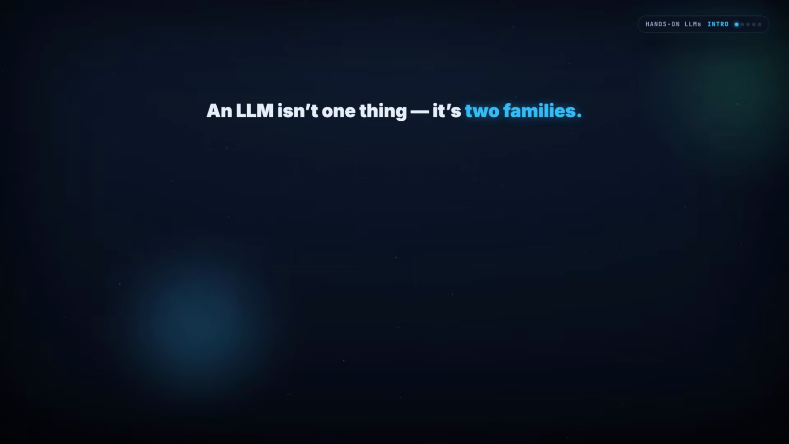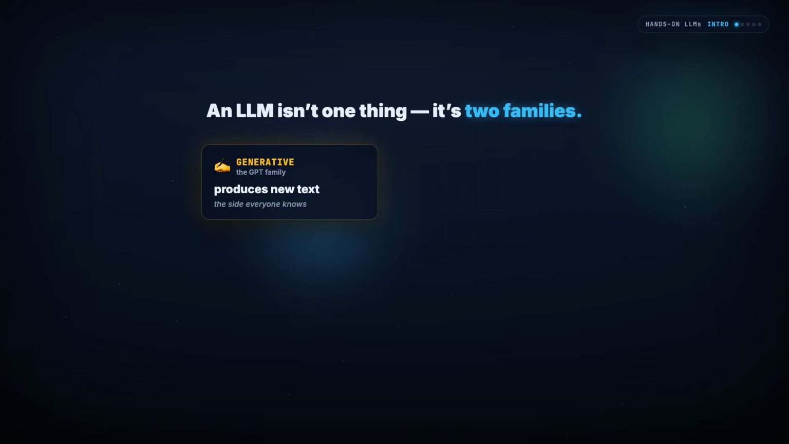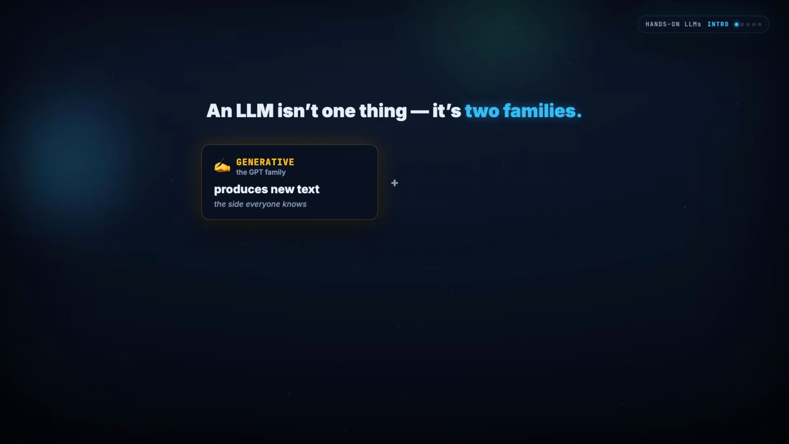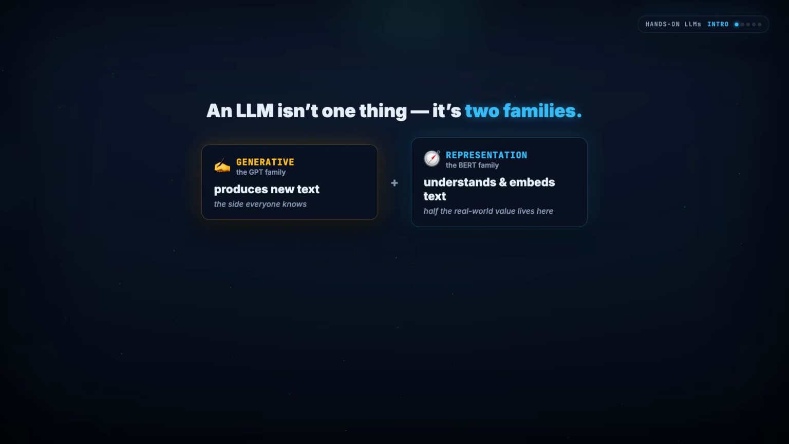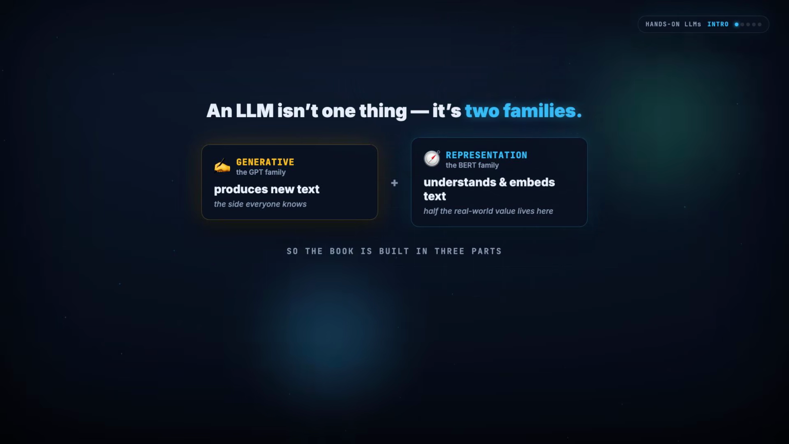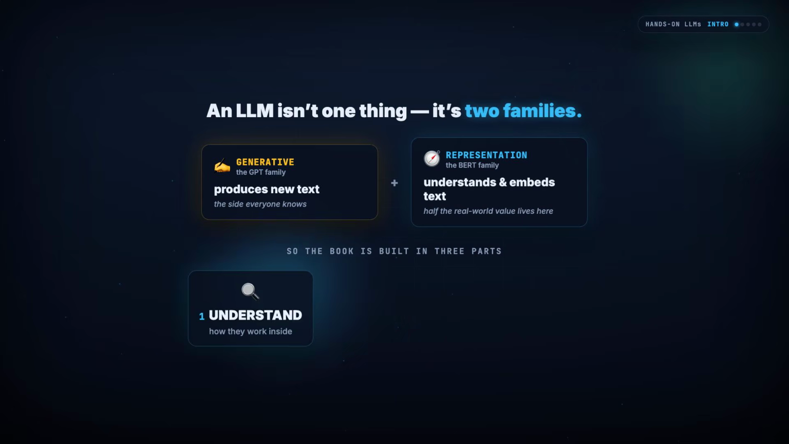Here's the mental model that holds the whole book together. Most people think a large language model is just one thing, a chatbot that types back at you. This book argues it's actually two different families of models, and you need both. On one side, you have generative models, the GPT family, models that produce new text. That's the side everyone knows.